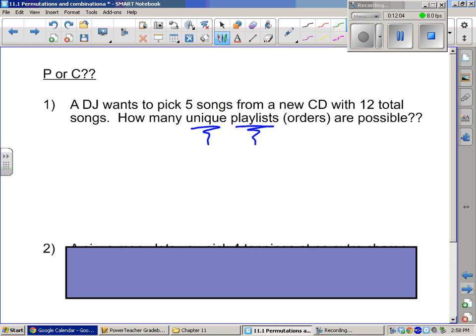This could be either. When I see these words unique, lists, and I even put orders in there, those things are telling me I think that the order matters. Okay. So therefore, does that make it a P or a C? Well, order matters, so it's a P. So it would be 12P5. Right. Sweet. All right.